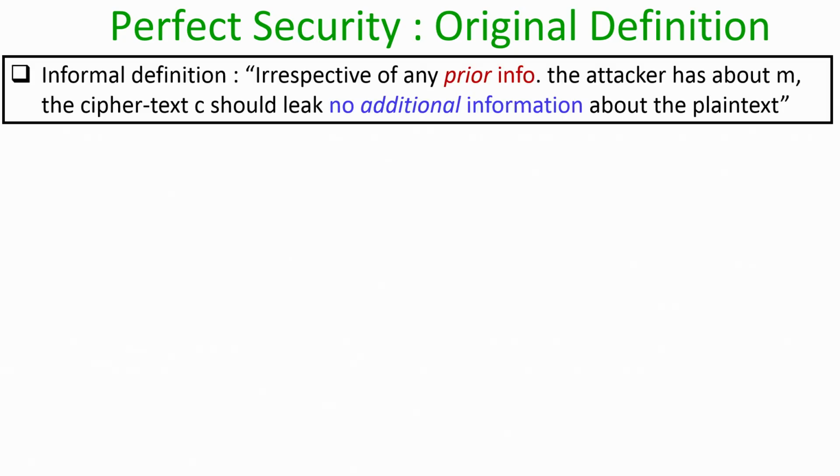Now, let us see the original definition of perfect security as given by Shannon. Recall the informal requirement for perfect secrecy: we will say an encryption process is perfectly secure if, irrespective of any prior information the attacker has about the underlying plain text, the ciphertext that it intercepts leaks no additional information about the plain text. And now we know how to model this prior information, that is precisely the probability distribution over the plain text space that the attacker has. And now we can also mathematically capture what exactly we mean by no additional information.